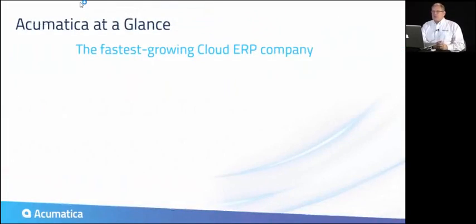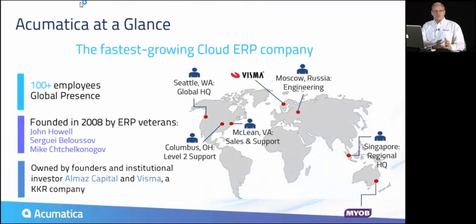Now, the next question people ask is, well, that all looks great, but who is Acumatica, and why would I want to entrust the future of my business to a product built by Acumatica? Well, Acumatica is the fastest growing cloud ERP company in the market today. We have more than 100 employees right around the world, and you can see some of the different areas in which we have a presence.